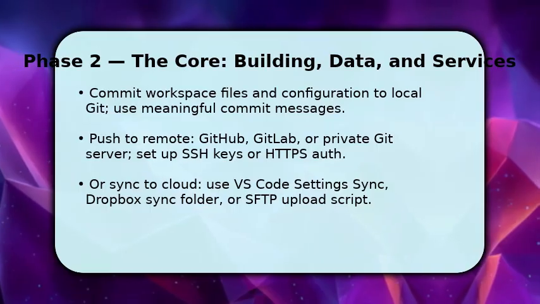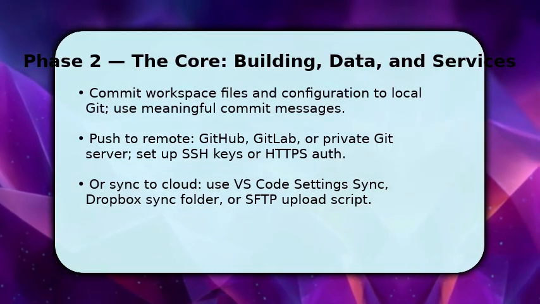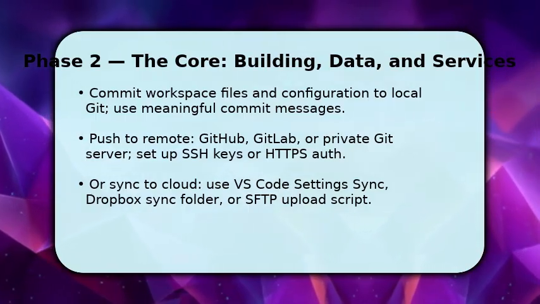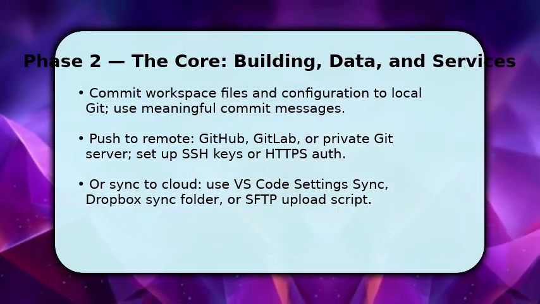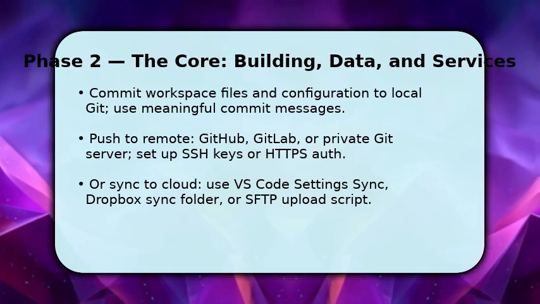Alternatively, enable Settings Sync in VS Code to automatically sync settings and extensions. This simplifies restores. For full project backups, use a cloud sync folder or an automated SFTP script. These keep large binaries out of version control and speed up restores.